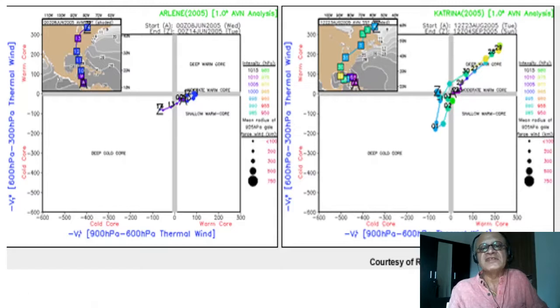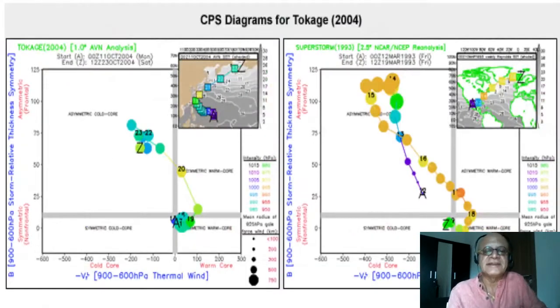So cyclone phase space then basically is the idea of having much better representation of the evolution of the structure and transition of the cyclone. Here we are showing diagrams for Tokage, a typhoon in the Pacific here, and an extratropical blizzard of 1993, the superstorm of 1993, which didn't get a name. And again, you can see the difference here.